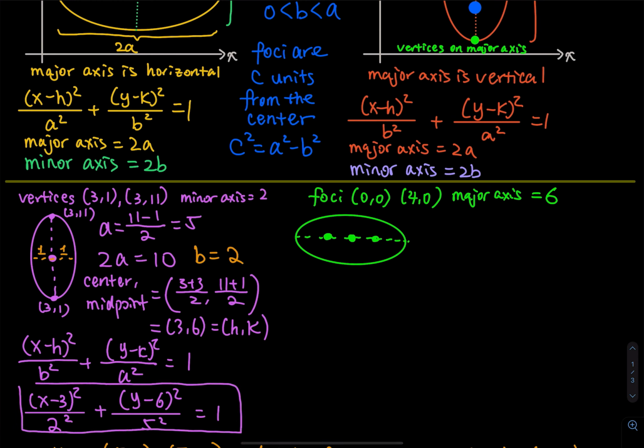The length of the major axis is equal to 10, right? So a is equal to 5 then. Alright, so this problem is done.